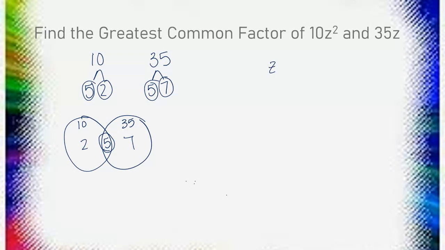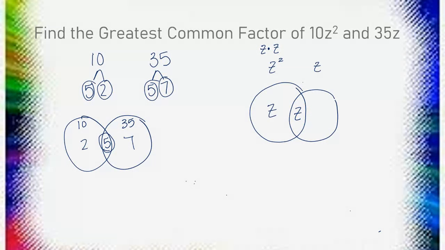Now I'm going to move over and do z squared and z. I'm going to do a Venn diagram for this as well. Remember that z squared is really z times z. So I have 2 of them. Well, they each have one z in common, and then z squared has another one. So the GCF here would just be a z. So my GCF overall, putting those together, is going to be 5z.